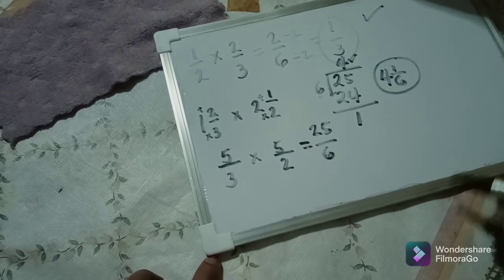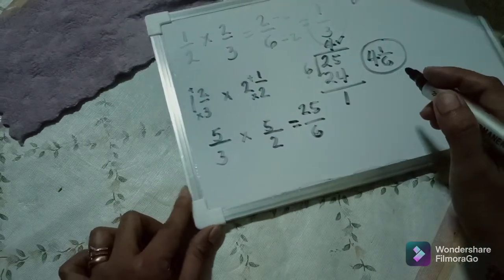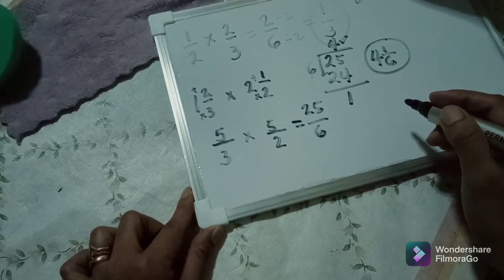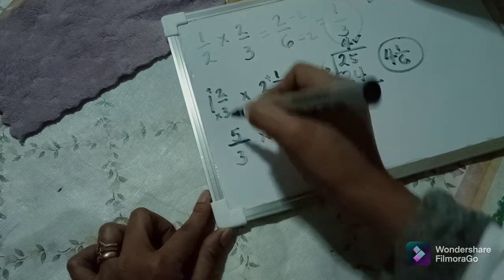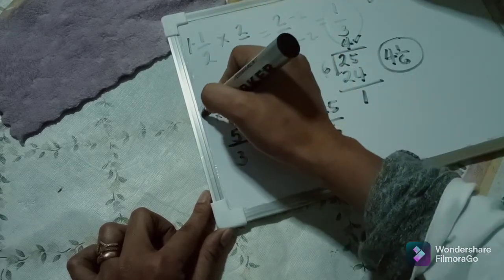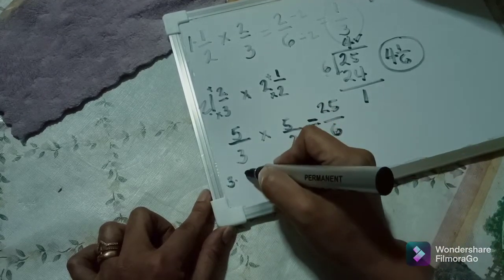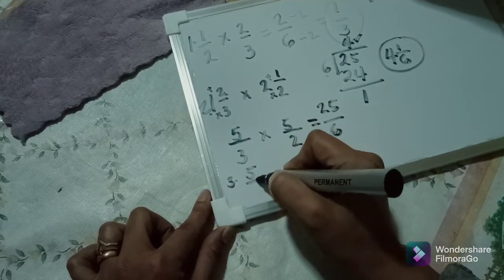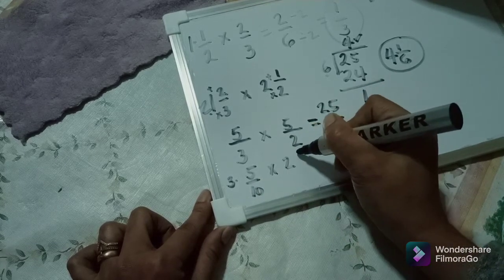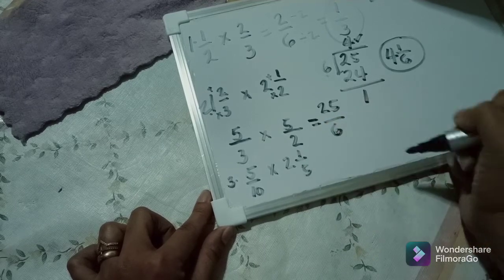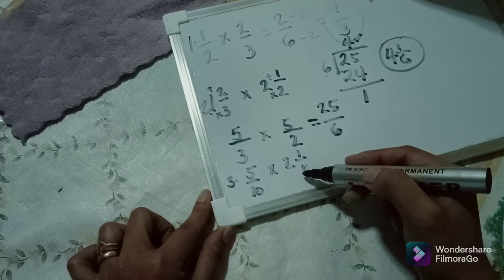Okay? Next one, another case is, what if one given is a fraction and the other given is a mixed number? Let's say, for example, okay, this is number 1, this is number 2. Let's go to number 3. Let's say, for example, 5/10 times 2 and 1/5. How are we going to multiply this? This is a fraction and this is a mixed number.